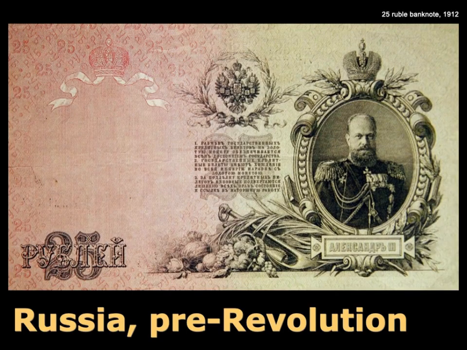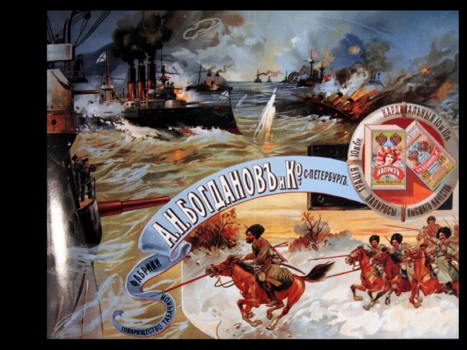Now, just to take a look at pre-revolutionary Russia, to give you an idea what the graphics looked like before this revolutionary art movement that came out of the revolution. We'll take a look at, here's a banknote, 25 rubles from 1912, with a portrait of the Emperor Tsar Alexander III, who was back in the 1800s. So this is what their money looked like. You can see the ornateness, you can see the kind of folk artsiness of it.